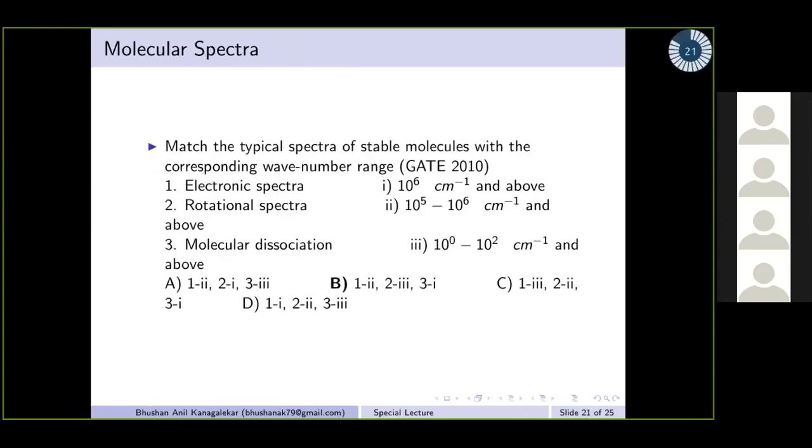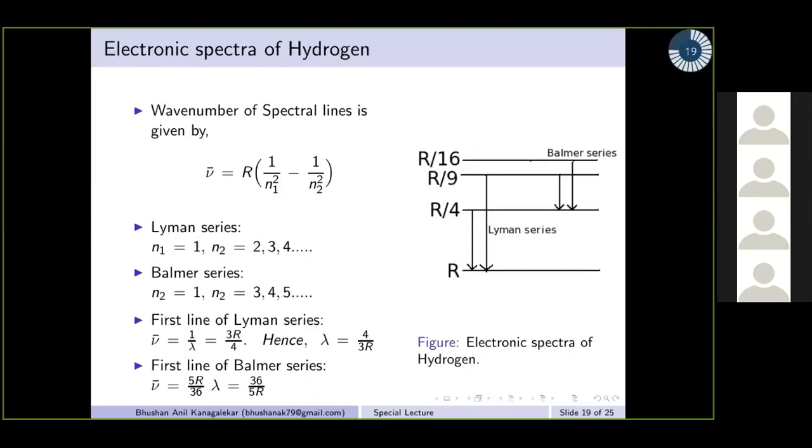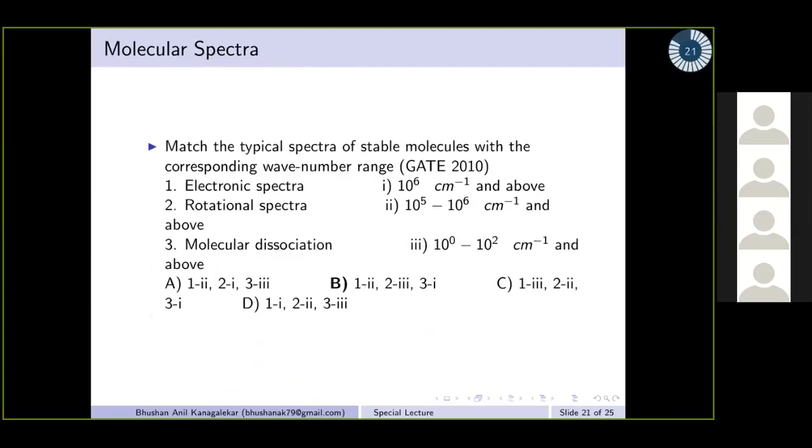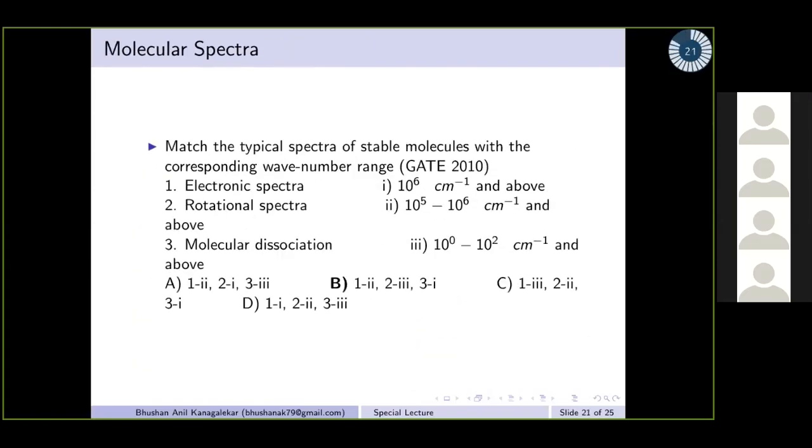So this is the I have derived it for you, even if you want to know the exact basics of it, the exact line, we have explained it over here. And now you go to the match the following problem. So electronic spectra, which region, what is the wave number in centimeter raised to -1, rotational spectra, and molecular dissociation.